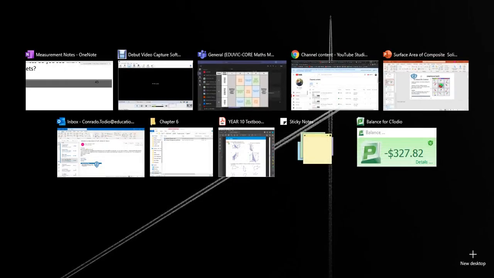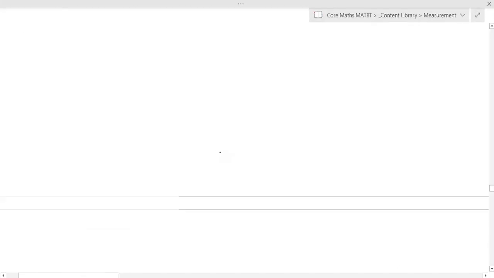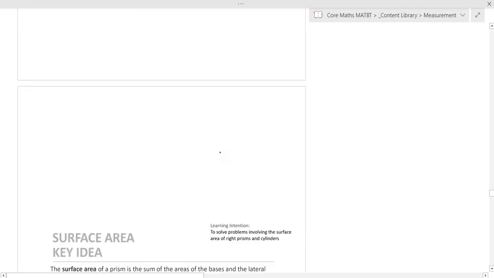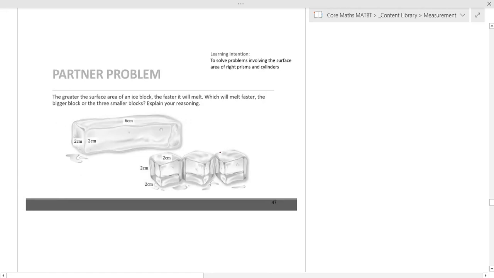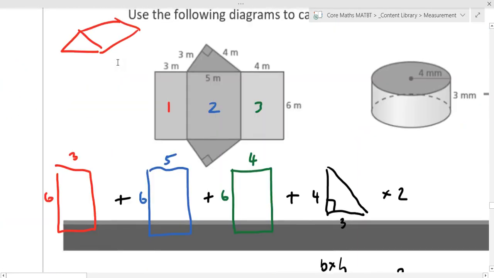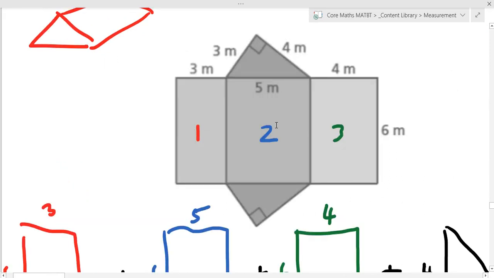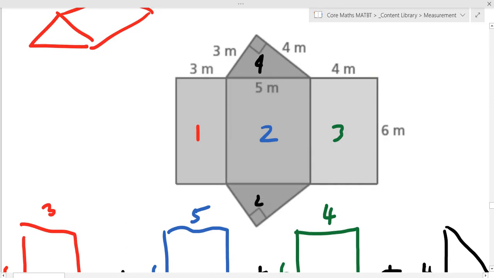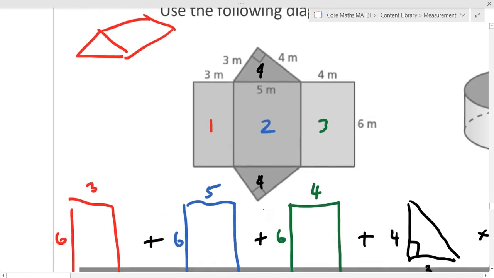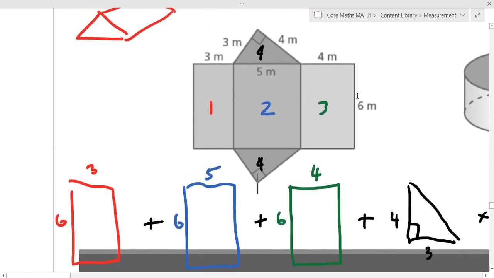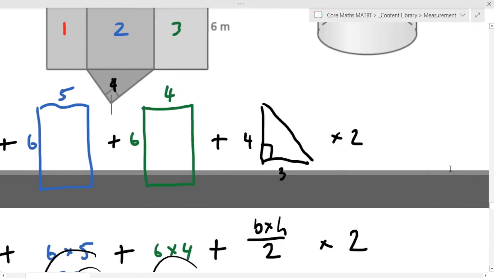And again, the basic principle behind nets is to break it down into simpler shapes so you can work out the area of each face. Let's look at this example here, this triangular prism. I've got all these sides: side 1, side 2, side 3, and side 4 here, which are both the same. Side 1 is this rectangle, 6 by 3. Side 2 is 6 by 5. Side 3 is 6 by 4. And then you've got the 2 triangles, which are 4 by 3.